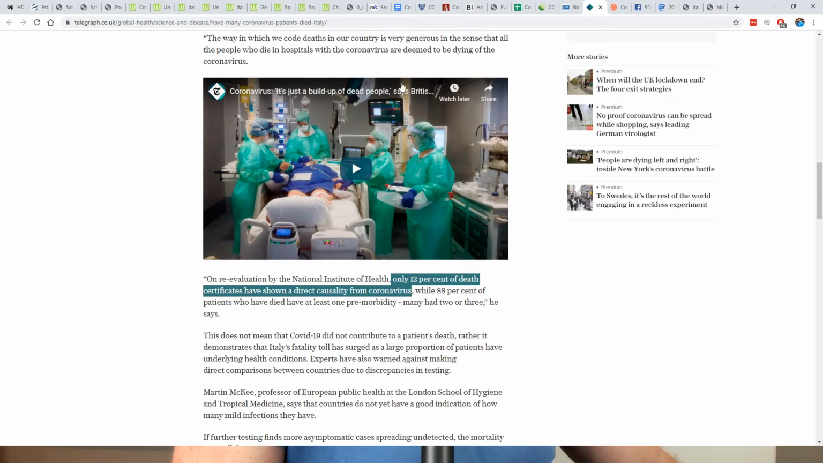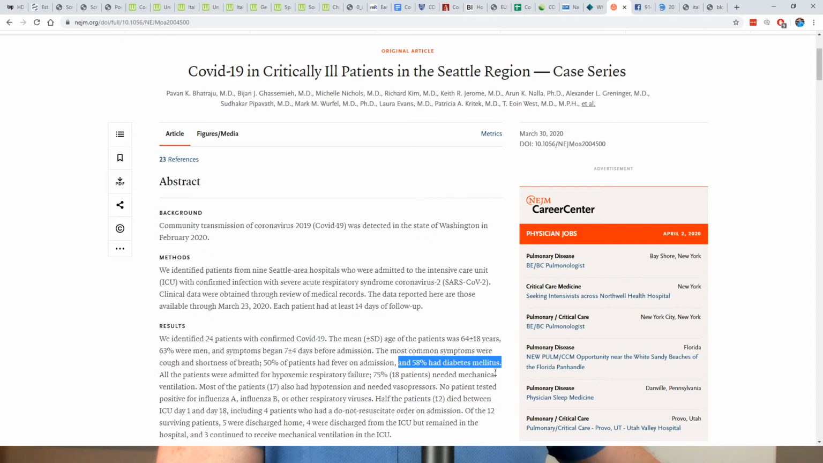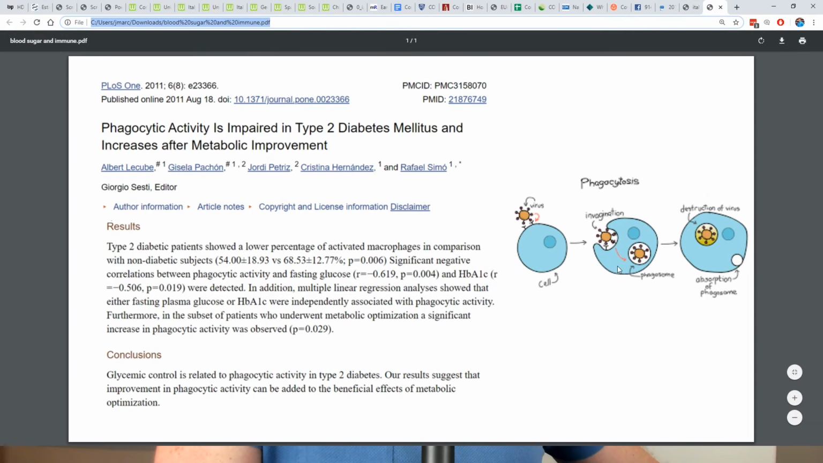So I gave you a couple of things here concerning the death rate, and how a lot of people may be dying with corona, but not of corona. That's one big component that I'm concerned about. Highlighting the metabolic syndrome here, 58% had diabetes and/or blood sugar issues. We talked about that and dovetailed that with the immune response.